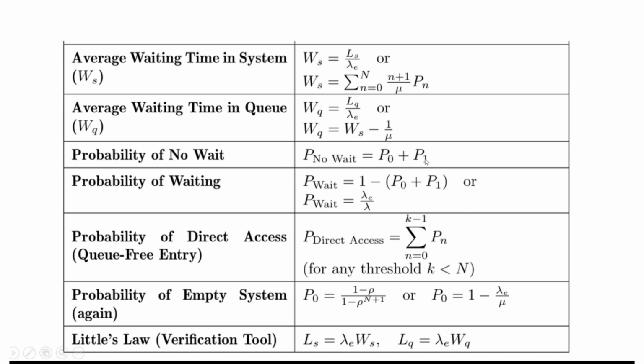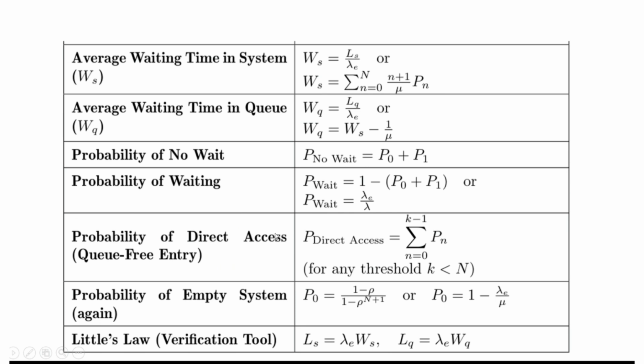You have probability of waiting, and its formula is probability of wait equals 1 minus (P0 plus P1), or you have probability of wait in terms of effective arrival rate and lambda, probability of wait equals lambda e by lambda. It means the probability that an arriving customer has to wait in the queue, that is only the probability of waiting.